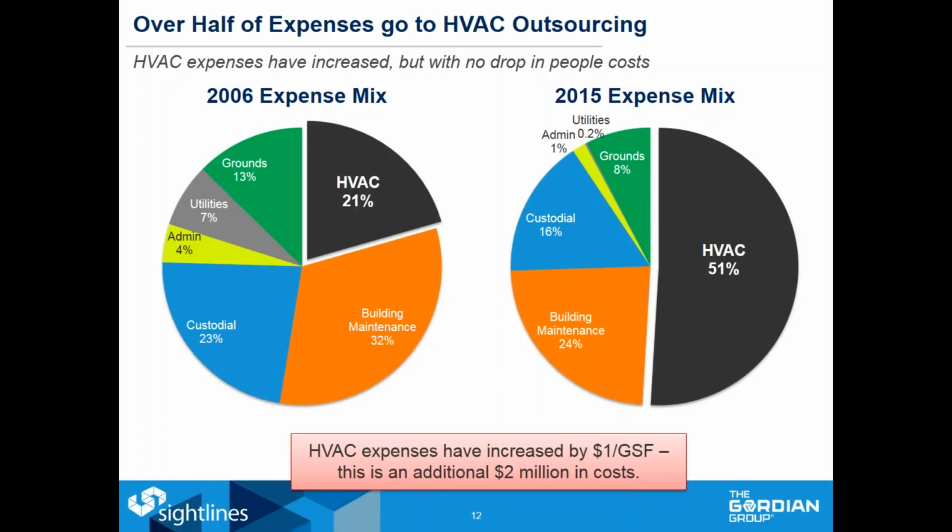Let's look at the difference in their expenditures from 2006 to 2015. You see in the early years of working with them that just 21% of their expense dollars were being spent on HVAC and HVAC work. Now in 2015, since they took on that third-party contract, it's 51% of their expense mix. So they're spending an extra $2 million a year on this HVAC contract.